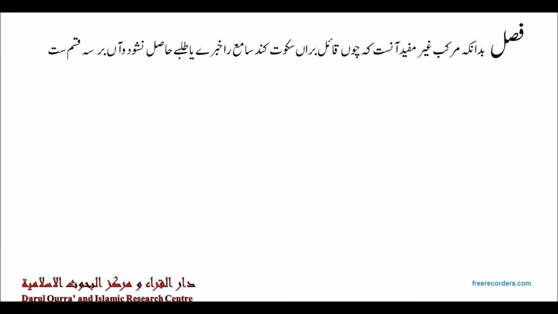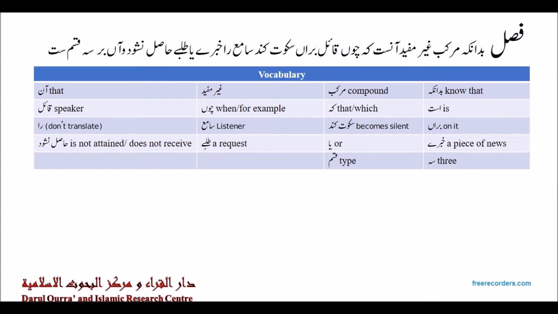Now the vocabulary for this, the word bidanke at the start, that means know that. Murakkab, compound. Ghair Mufid, this is the name of this type of compound, so we're not going to translate it, but it literally means non-beneficial. But we're going to leave Murakkab Ghair Mufid as Murakkab Ghair Mufid.